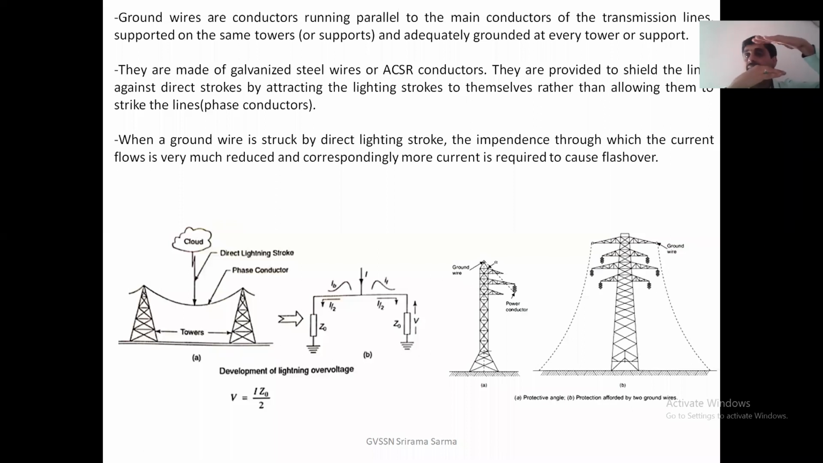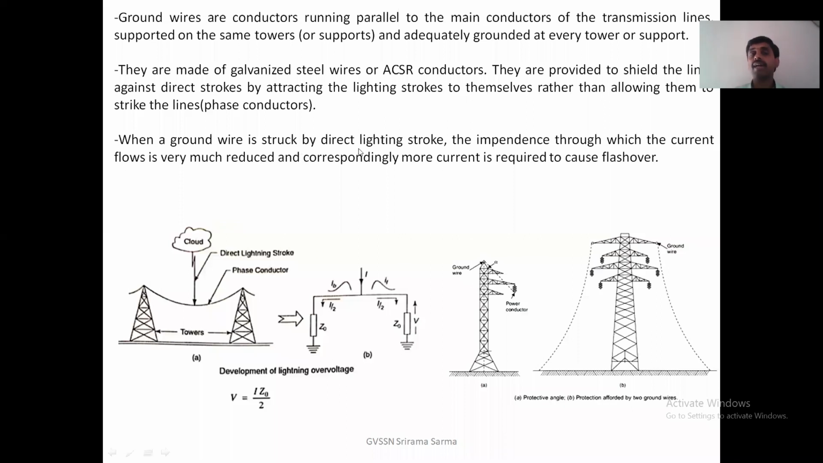The top conductor is the ground wire, which is properly connected to the ground, adequately grounded at every point on the tower and supported. These ground conductors are made up of galvanized steel wires, ACSR conductors, you know this. They are provided to shield the lines against direct strokes. How do they provide this? By attracting the lightning stroke to themselves rather than allowing it to strike the lines. So they will attract the stroke so that the stroke does not fall on the line.